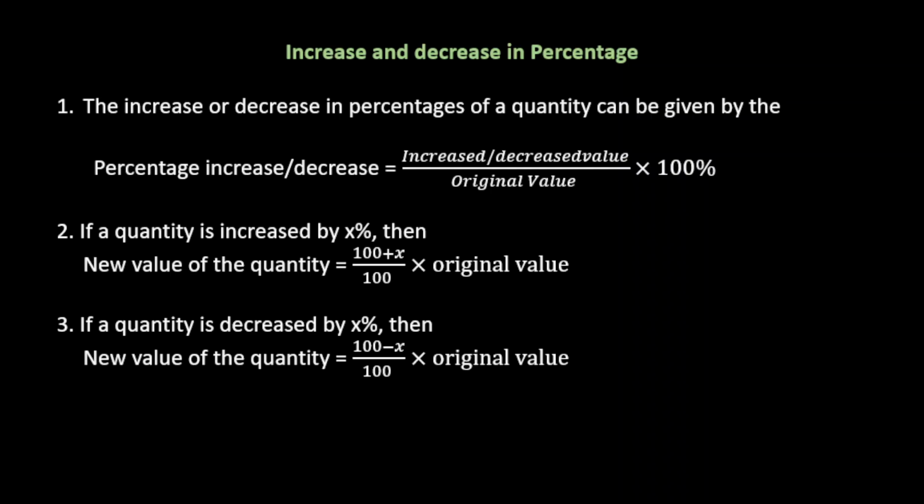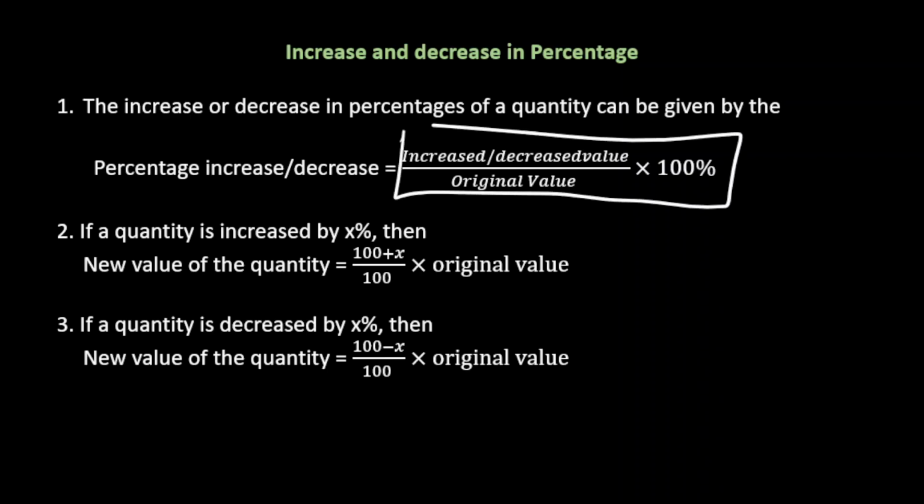Let's do the next concept. The next concept is increase and decrease in the percentage. Conversions we are done with, so now we have to learn increase and decrease in the percent. Whenever any increase or decrease is happening, we can find the percentage increase or decrease using this formula: increased value or decreased value, as per the given situation, divided by original value into 100%. Whenever we are finding percent, we are multiplying with 100%.